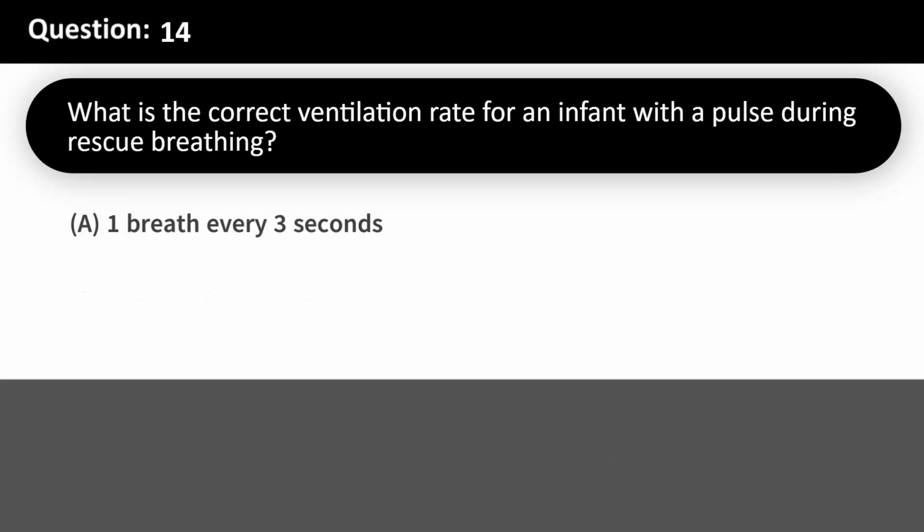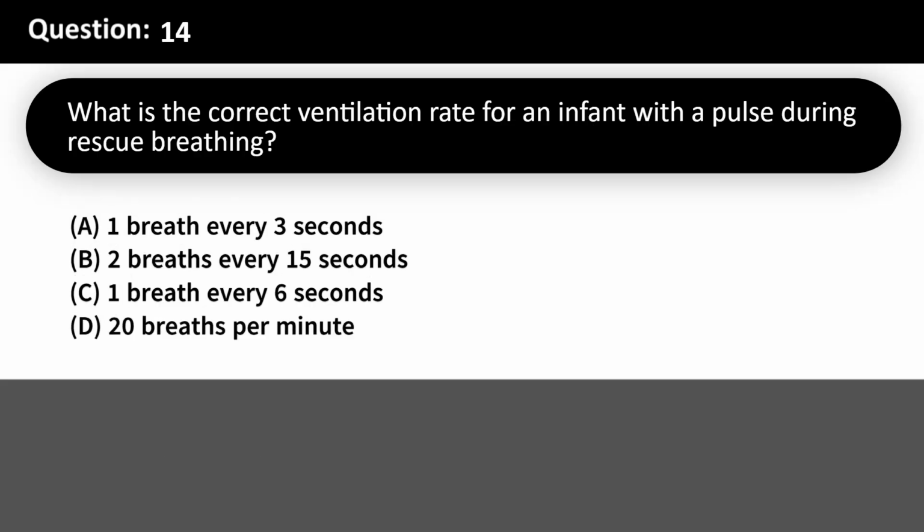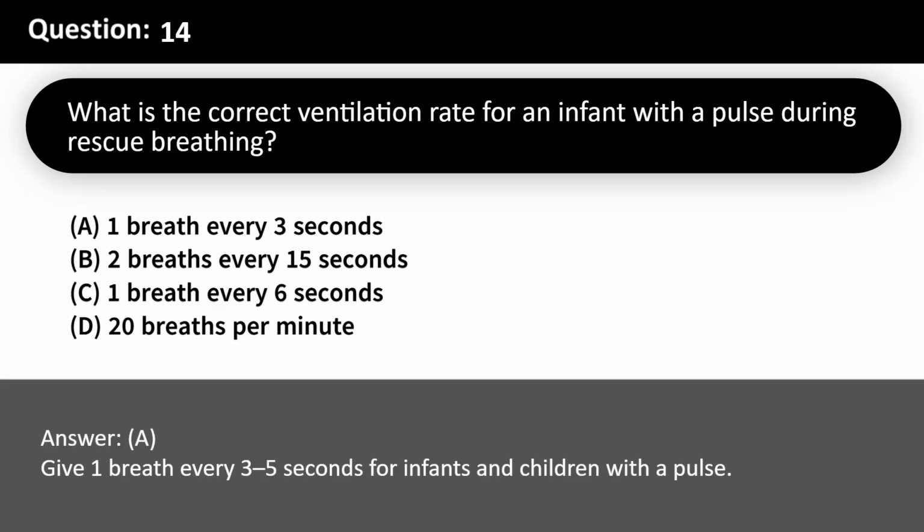What is the correct ventilation rate for an infant with a pulse during rescue breathing? A. 1 breath every 3 seconds. B. 2 breaths every 15 seconds. C. 1 breath every 6 seconds. D. 20 breaths per minute. Answer: A. Give 1 breath every 3 to 5 seconds for infants and children with a pulse.